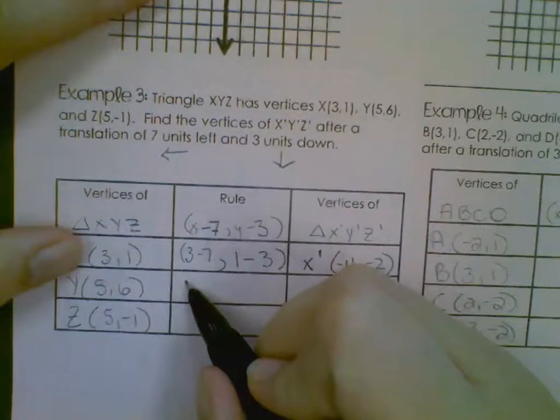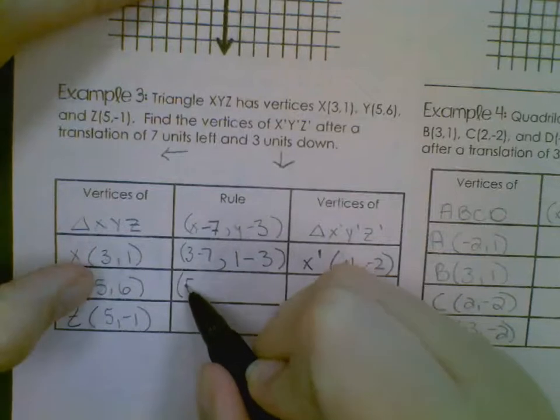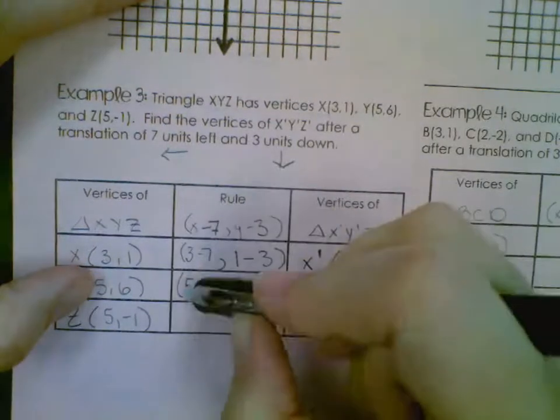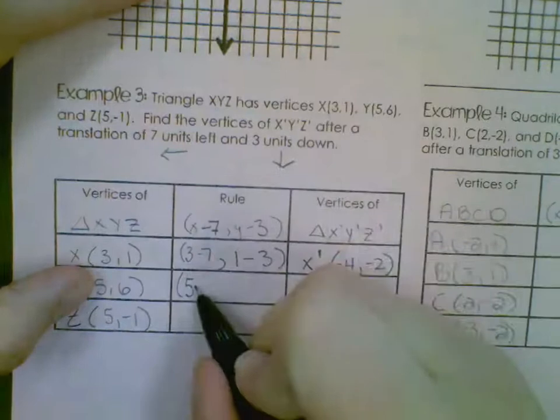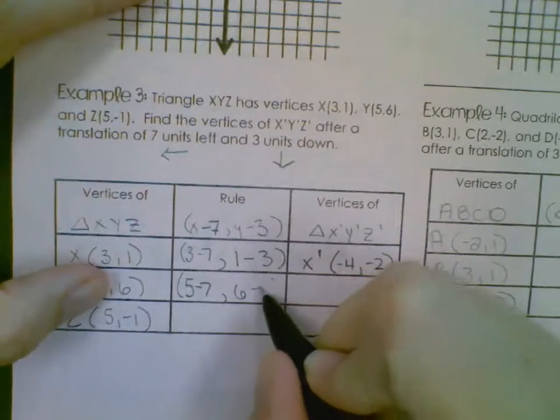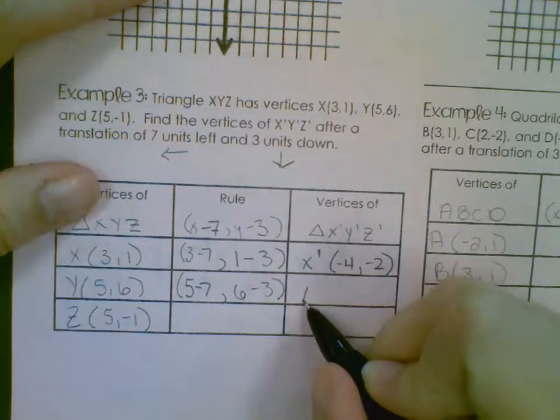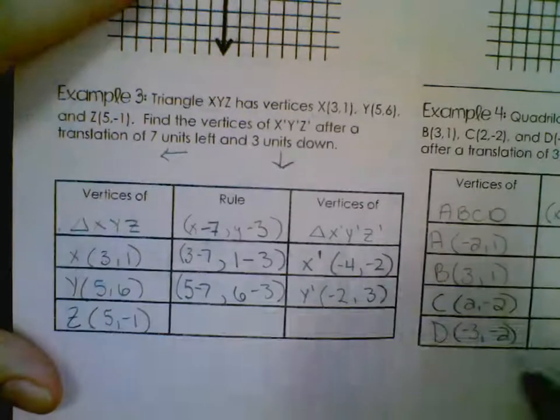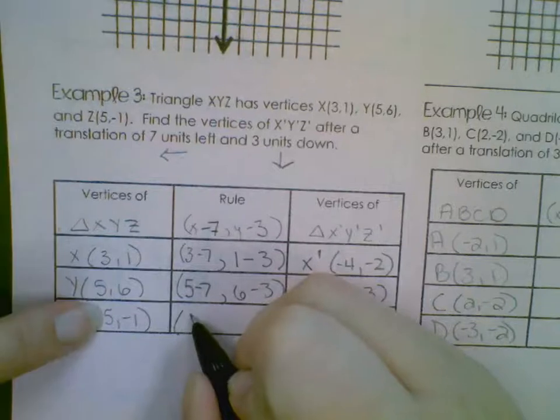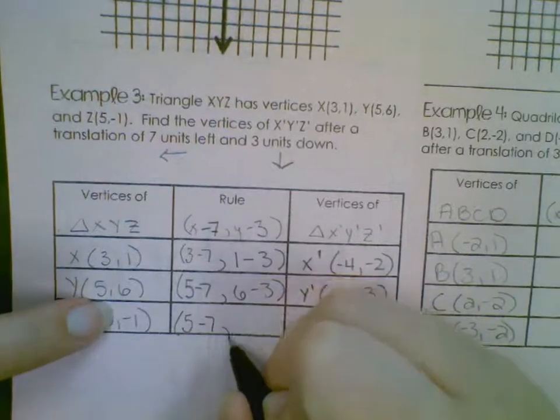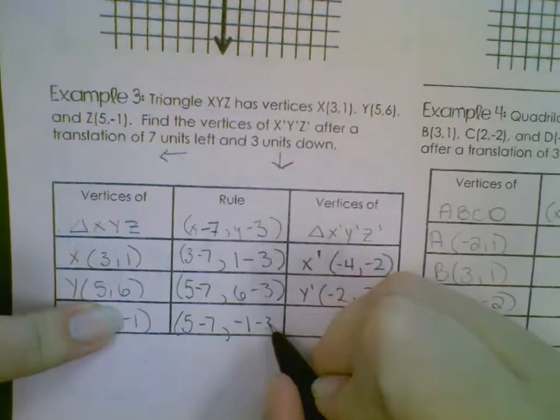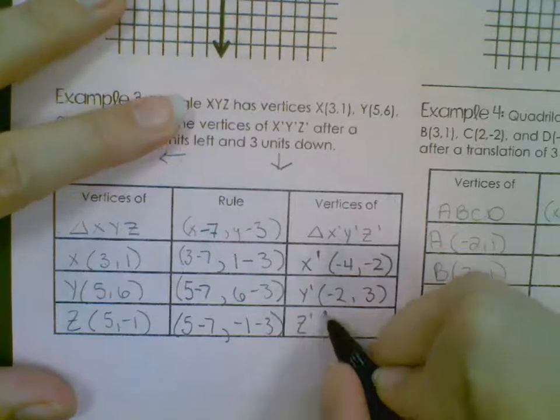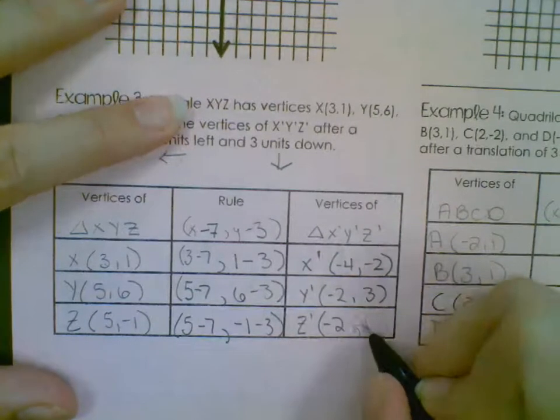So let's try it with Y. Our original X value minus 7, and then our original Y value minus 3. So our new Y prime point will be at (-2, 3). So for Z, we got 5 minus 7, -1 minus 3. So our new Z prime point will be at (-2, -4).